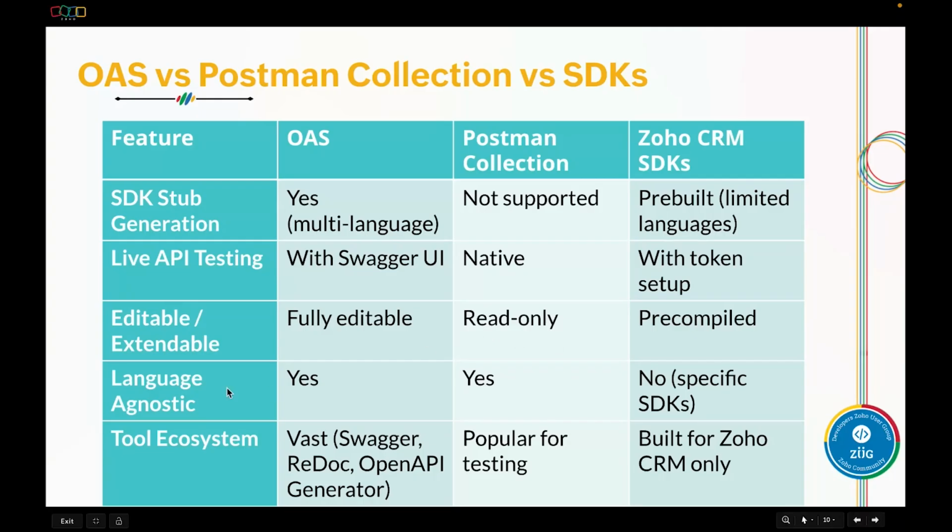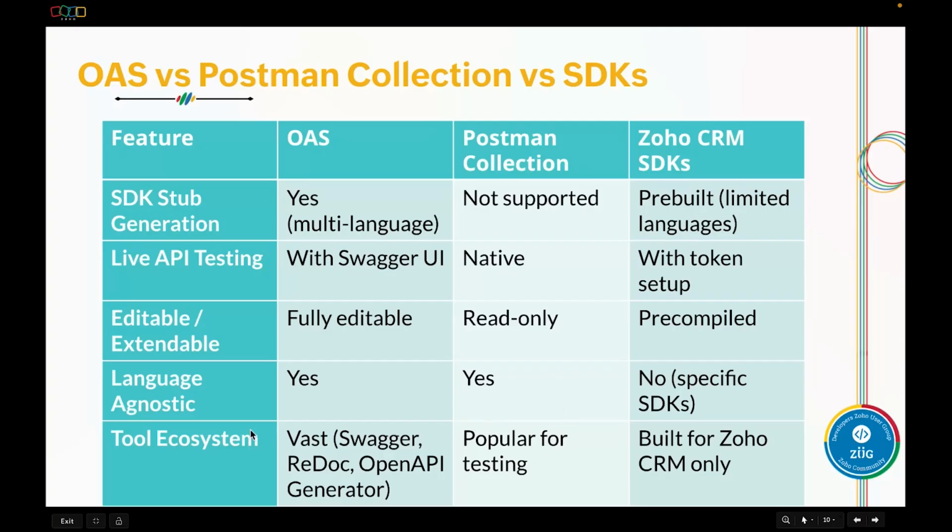Coming to the language agnostic feature, OAS is truly language agnostic. Whether you're using Go, Kotlin, Swift, or Rust, you can generate a matching SDK. Postman also supports requests across languages, but it doesn't help with SDK generation. So the Zoho CRM SDKs are language specific, where you only use the one built for your platform.